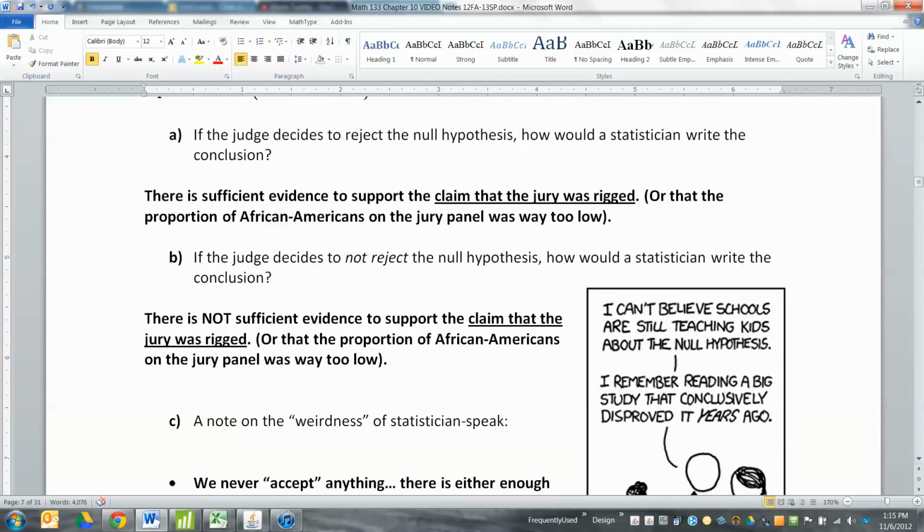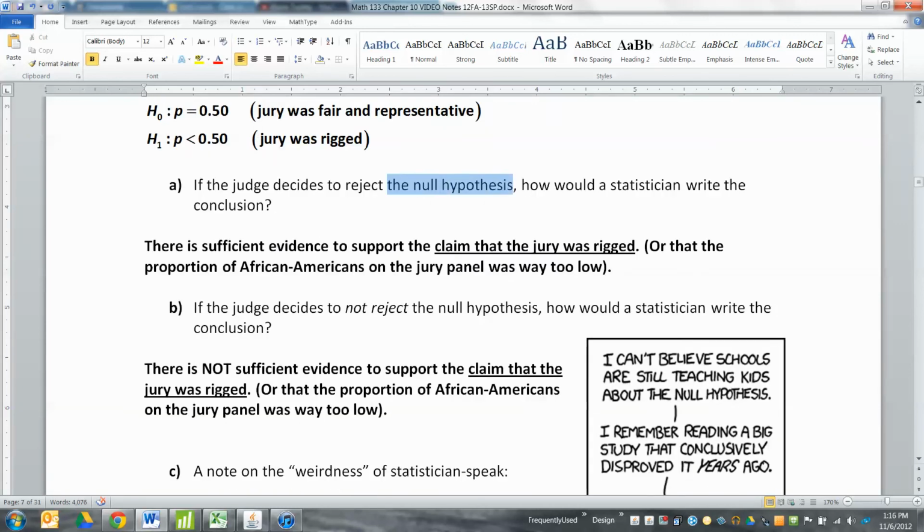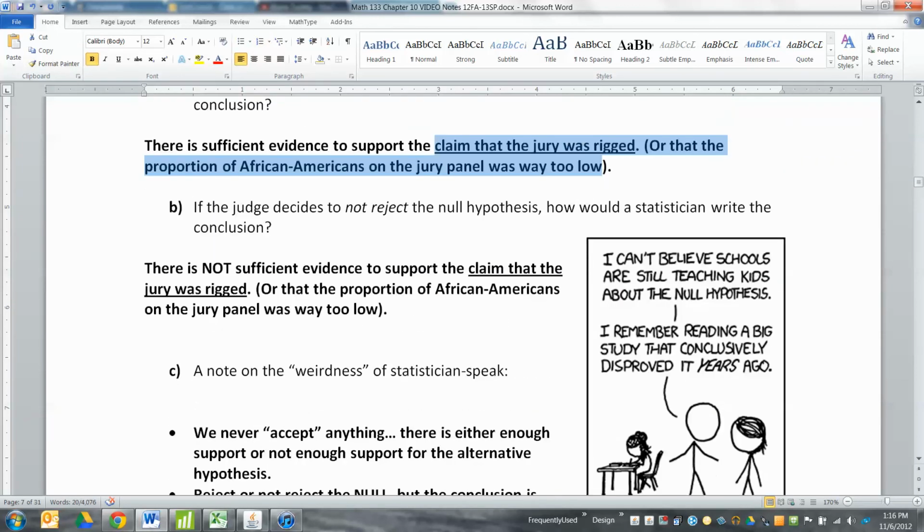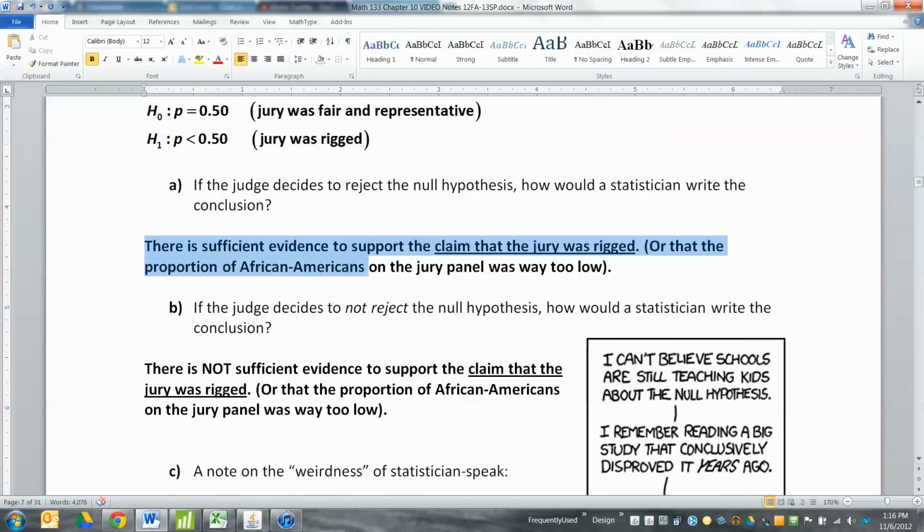You're writing about the alternative here. The decision's about the null, but you write about the alternative. When you reject the null, it means you're supporting the alternative. By the same token, when you do not reject the null, then there is not sufficient evidence to support that alternative, namely that the jury was rigged, right? Or however you want to say it in words, but you have to say it in English words. You have to write it out in a sentence. And it always has to start with, there is sufficient evidence, or there is not sufficient evidence.